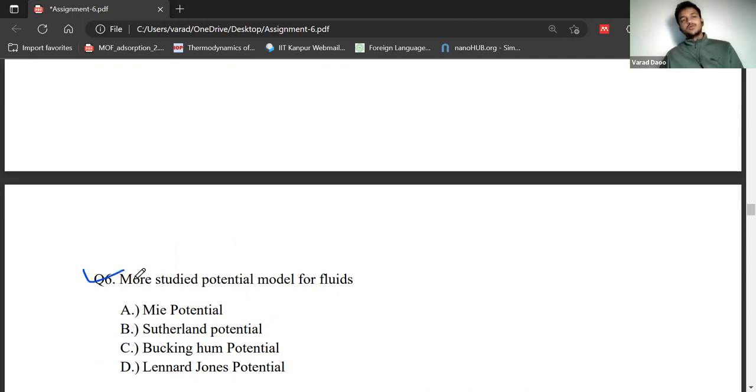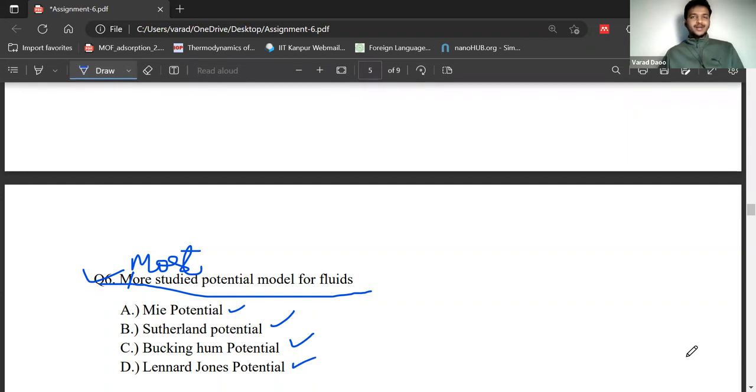The most studied potential model for fluids is Mie potential, Sutherland potential, Buckingham potential, or Lennard-Jones potential. So I'll give a couple of minutes to think.